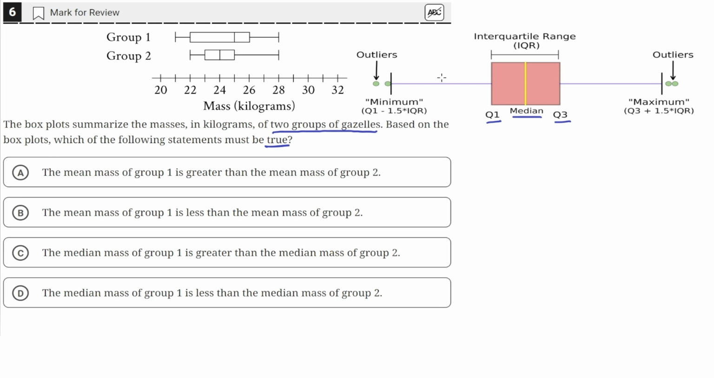Okay, so now using this information, we can find out which statement is true about these two box plots here. So here we have two box plots. And as you can see, we have no outliers in these box plots.